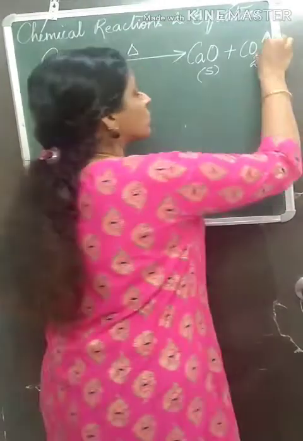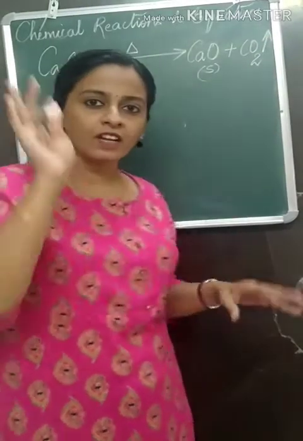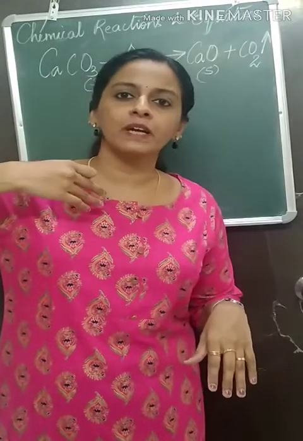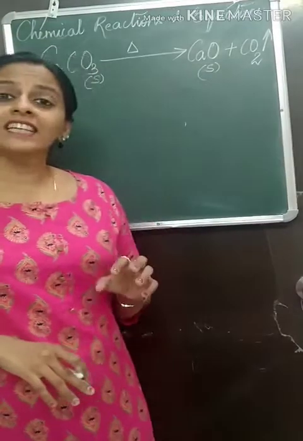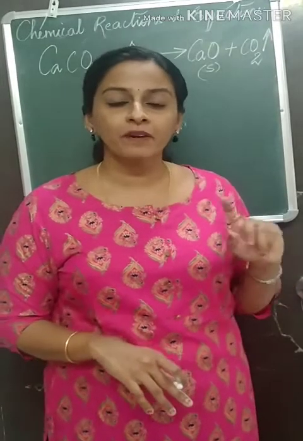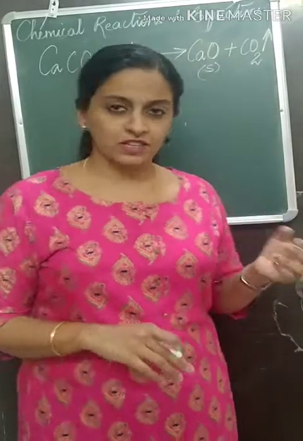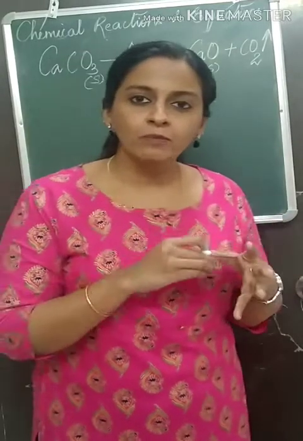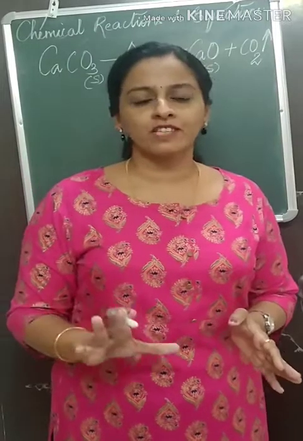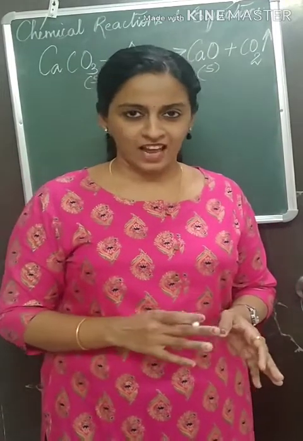So you will use the upward arrow. Gas will not wait for us. The gas will evolve. The gas will be given off. There is a certain test to check whether carbon dioxide gas is evolved or not. For example, a famous test is the lime water test. If you pass this gas through lime water and the lime water turns milky, it proves that carbon dioxide gas has evolved in this reaction.